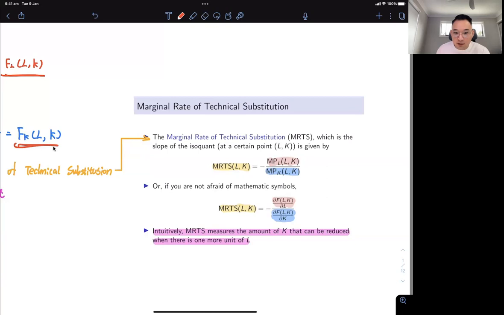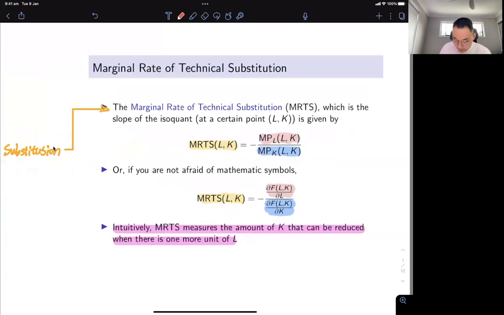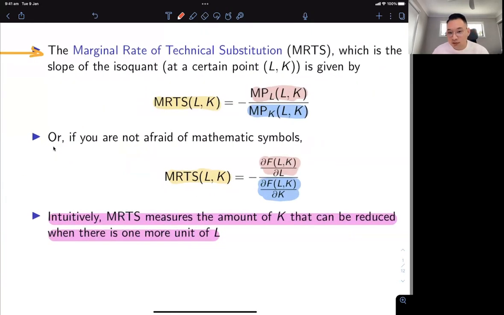Or if you are not afraid of the mathematical symbols, you can write it down as MRTS_LK equals change of F_L over change of L, over change of F_K over change of K. Then you put a minus sign in front of it, okay? Simply, this is similar to marginal rate of substitution. If you remember, the slope of a utility function is MRS. Here, the slope of the isoquant is MRTS, okay?